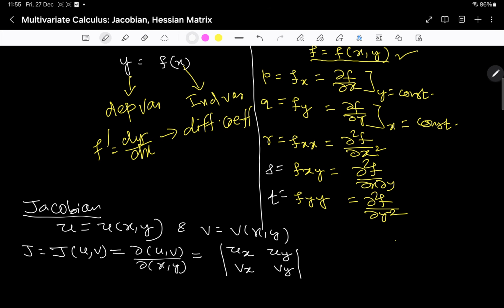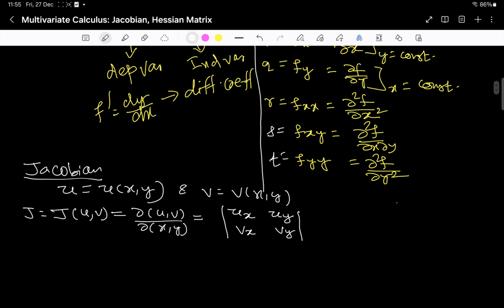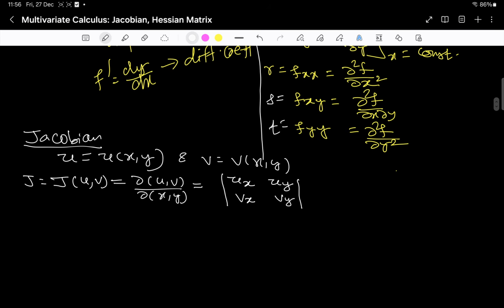Now this Jacobian will play an important role while we do multiple integrations, where we want to change the variable of integration, then the Jacobian will play the important role.